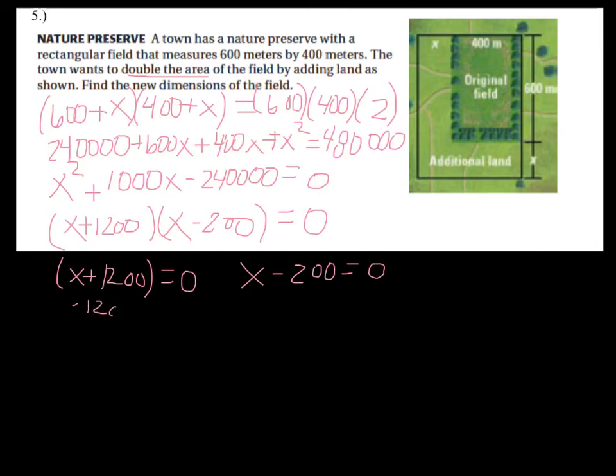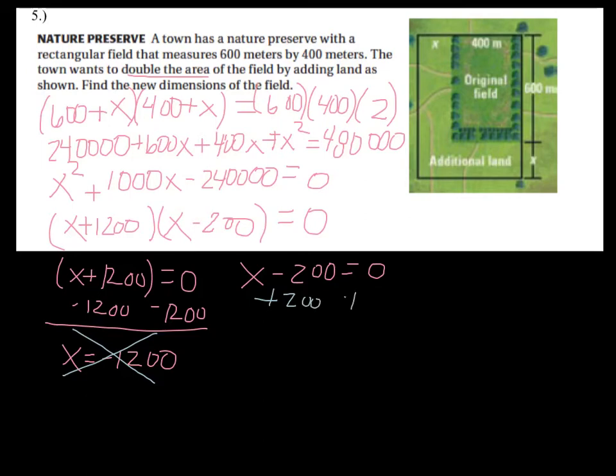So here I need to subtract 1,200 from both sides. And I get x equals negative 1,200. But I can throw that out right away because it's impossible for x to be a negative number because they want to add on additional land. They're not making it smaller, they're making it larger. So I can't have a negative amount of land for this scenario. So I'm depending upon my second solution. And for this one, I get x equals 200 meters.